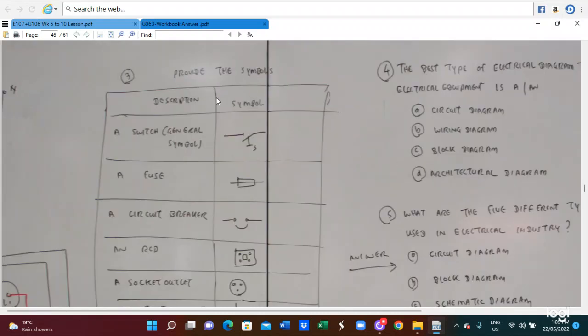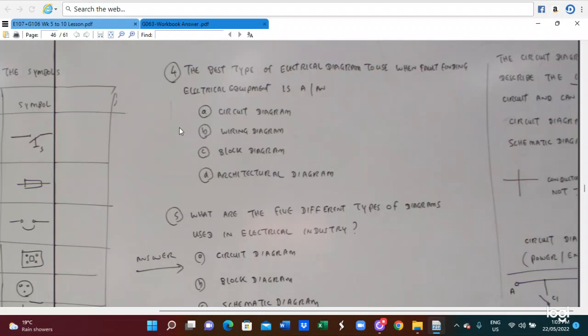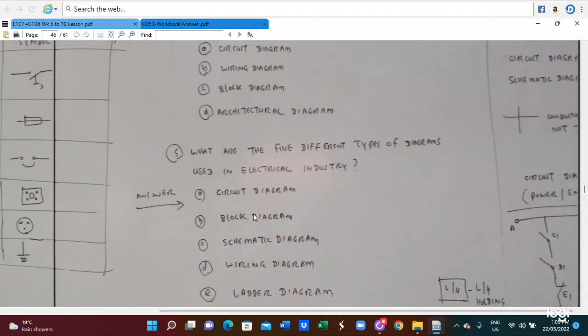Here is a list of the symbols. So this is about the switch, fuse, circuit breaker, RCD, socket outlet, the symbols. And the best type of electrical diagram to use in the upper bonding, the answer is the circuit diagram.